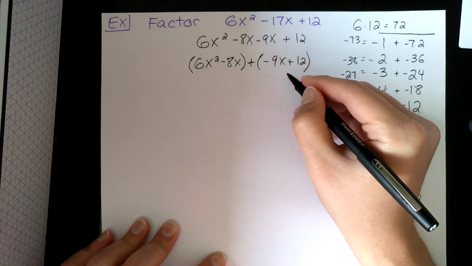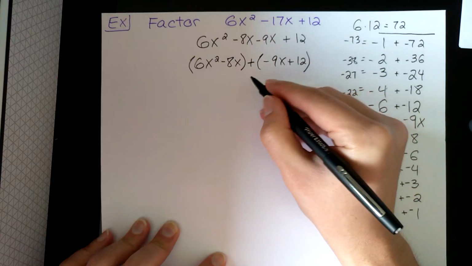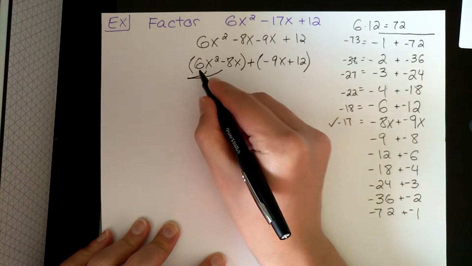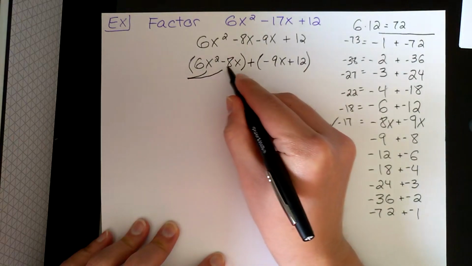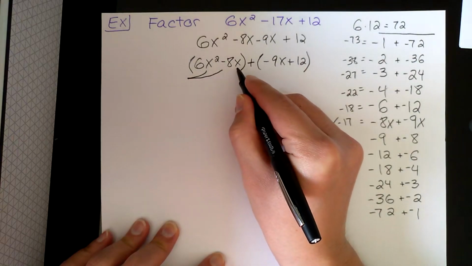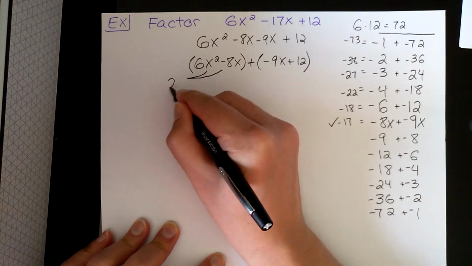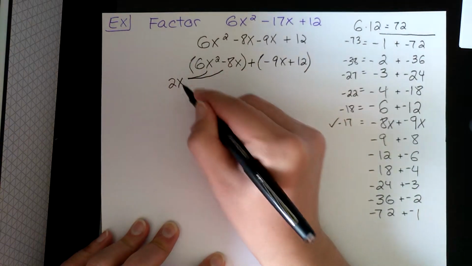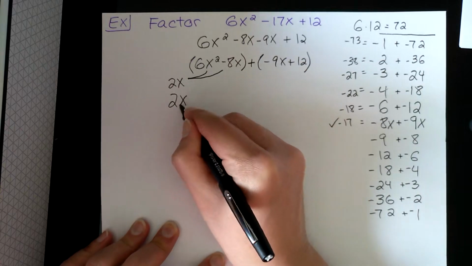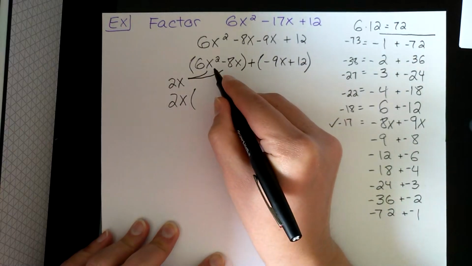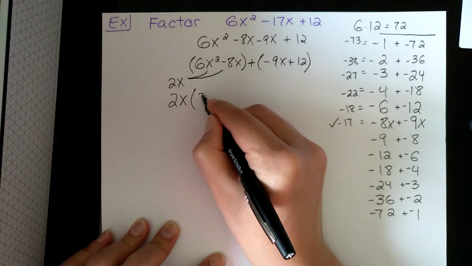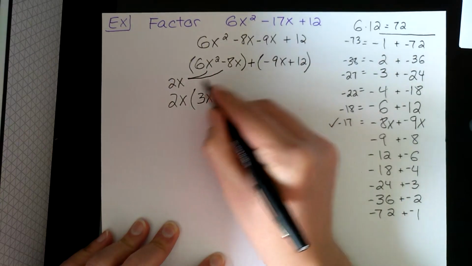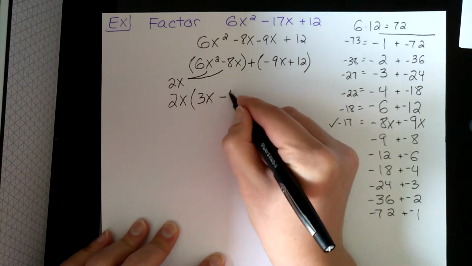We will then find the greatest common factor between each pair. So, the greatest common factor between 6x squared and negative 8x, we can take out a 2 because both values are even, and we can take out an x, which gives us 2x times 6x squared divided by 2x is 3x. Negative 8x divided by 2x is minus 4.